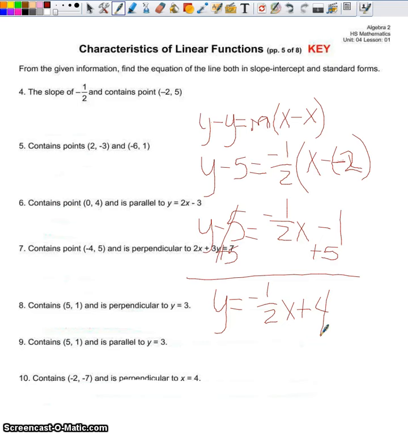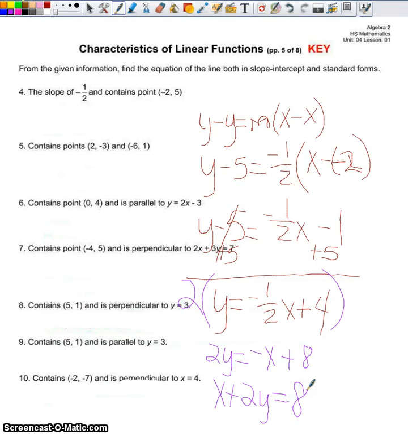Now I need it in standard form. And remember what we said for standard: I can't have a fraction and my leading coefficient cannot be negative. So in order to get rid of that fraction, I know I got to multiply everything by 2. So that gives me 2y equals negative x plus 8, correct? Now I got to have it look like ax plus by equals c. So my x has to come over. And when that x comes over, it's going to be positive x plus 2y equals 8. So this is what you should have gotten there.